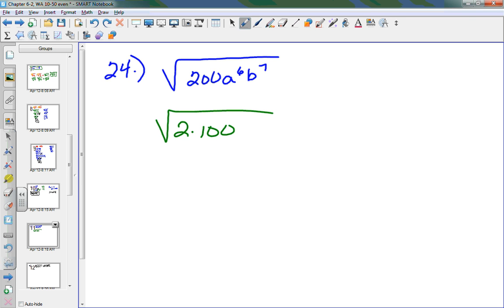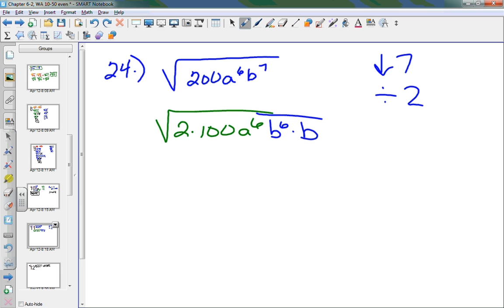a to the 6. Is 6 divisible by my index 2? Yes. Is 7 divisible by my index of 2? No, so I need to think of a smaller number than 7 that's divisible by 2. That's going to be b to the 6 times b. Why is that b to the 6 times b? You have to have a total of 7. I need a total of 7 b's underneath that radical.